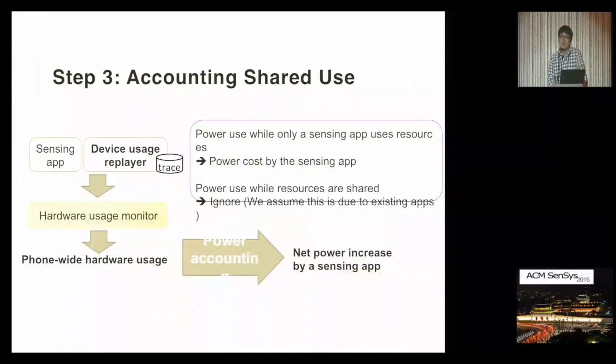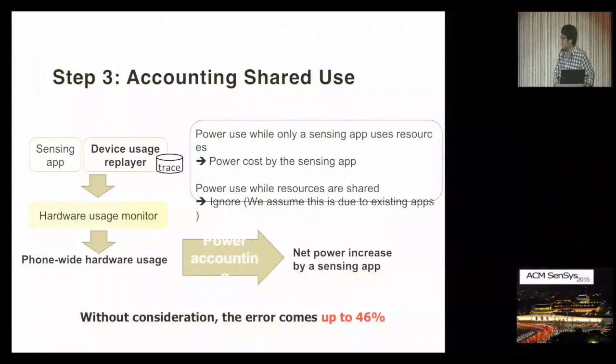To quantify the effect of this accounting approach, we compare the performance of the estimation between when we consider the shared use and when we don't. With the workload used in the evaluation, the error comes up to 46% on average if we do not consider the resource sharing.